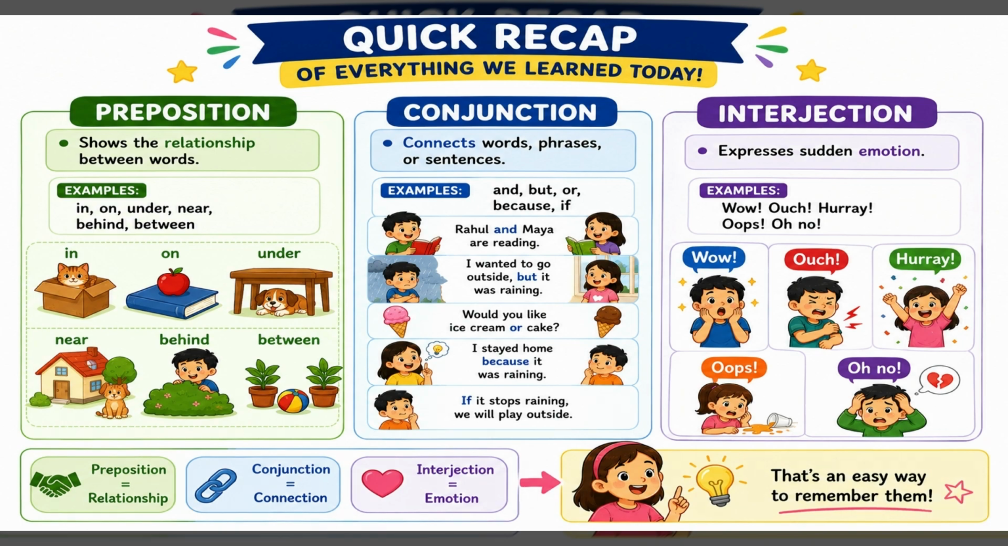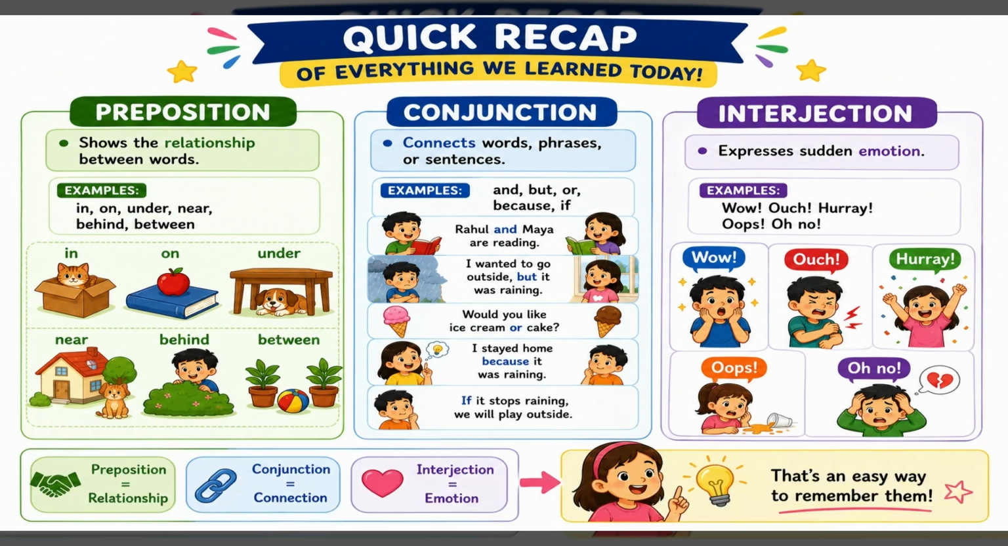An interjection is a word or short expression that shows a sudden feeling or emotion. Some common examples are wow, ouch, hooray, oops, oh no. For example, wow, that's beautiful. Here, wow expresses surprise or admiration. So remember, interjection is equal to emotion.